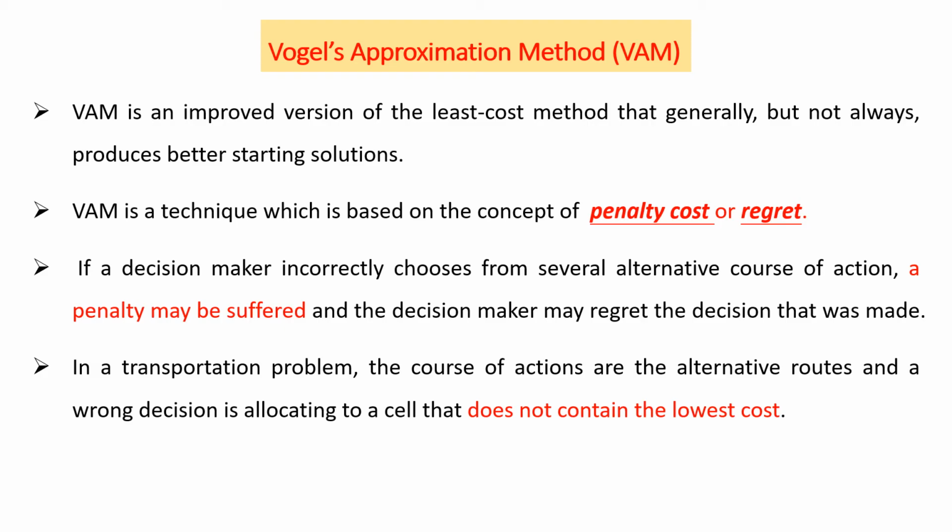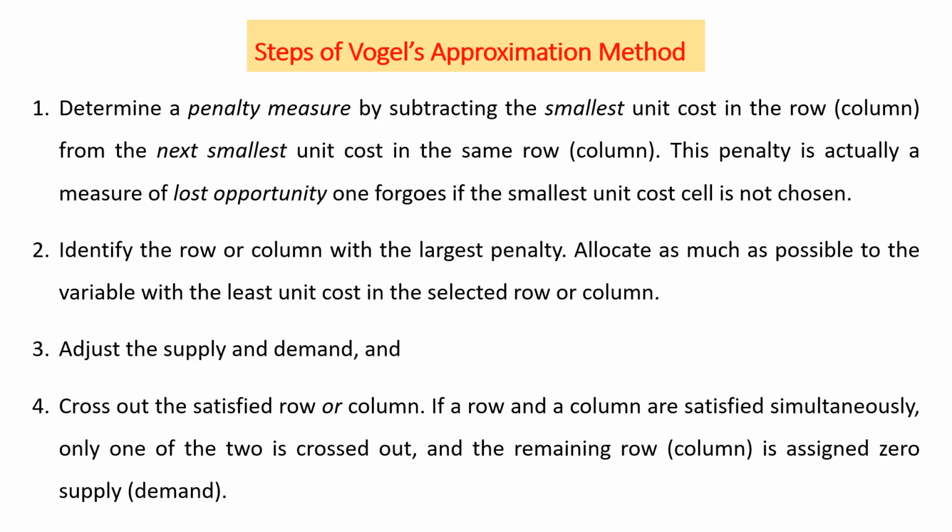In a transportation problem, the courses of action are the alternative routes, and a wrong decision is allocating to a cell that does not contain the lowest cost. So we may face a penalty cost or a regret. Let's come to the steps. The first one is to determine the penalty measures by subtracting the smallest unit cost in the row or column from the next smallest unit cost in the same row or column. This penalty measures the lost opportunity one forgoes if the smallest unit cost cell is not selected. This is the missed opportunity of a manager if he mistakenly selects the higher costs.